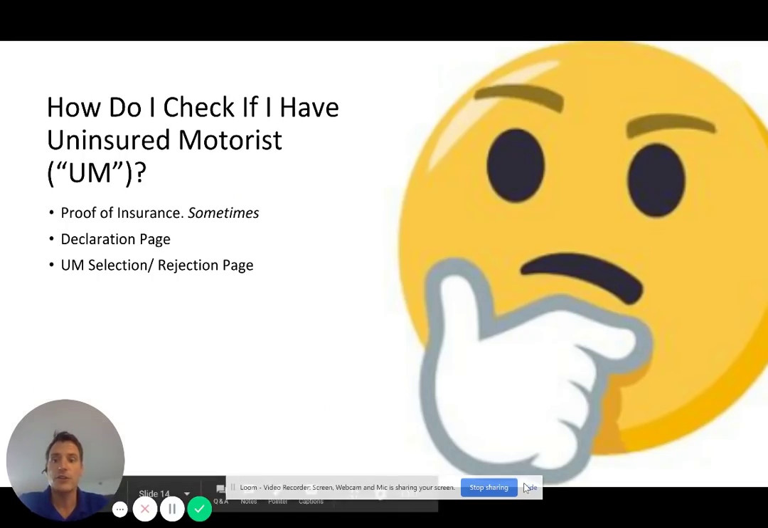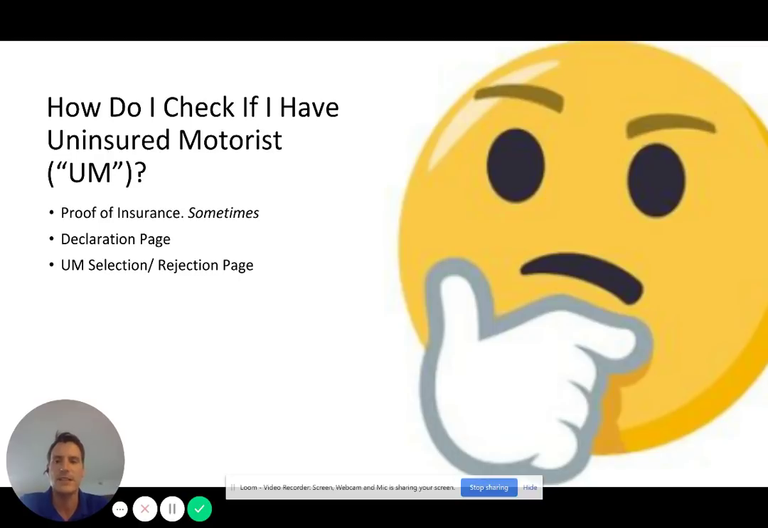You can also check your UM selection or rejection page. And we do this, by the way, in every case. This is nothing that you actually have to do if you're a client. This is the stuff that we're doing within 24 hours of you retaining us. We're going to the actual insurance companies themselves and getting this information for every possible claim. But we want you to be informed so you know what we're doing.